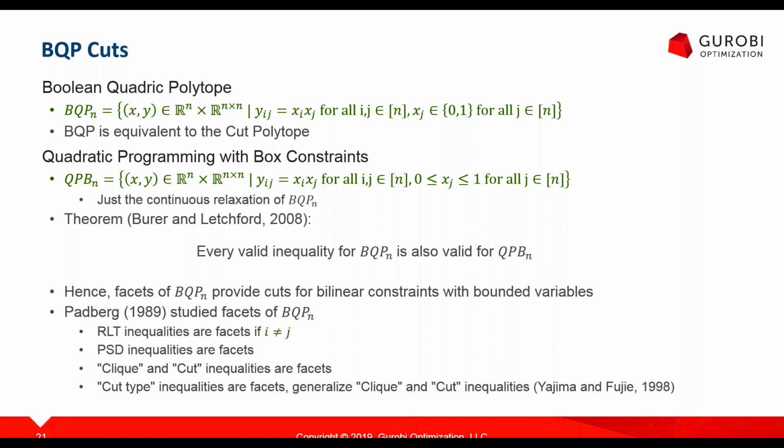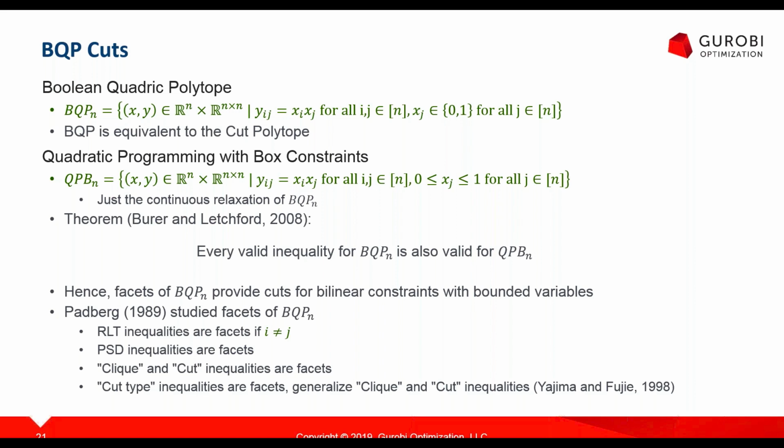Now there is a second interesting object here, which is not a polytope anymore, which comes from quadratic programming with box constraints. So what is this? So QPB here. No, same letters, different order. Dimension n, again, we have variables x, y, x being n-dimensional, y being n² dimensional. And we have the same constraints, namely that the yij should be equal to the xi times xj for all the ij's. But now we don't have binary variables, but we have continuous variables between 0 and 1. So that means this is actually the continuous relaxation of the Boolean quadratic polytope.